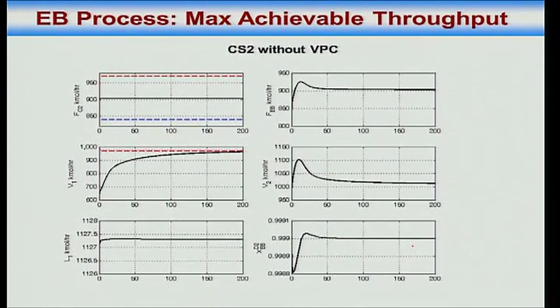So what he will do is, let's forget about 970 kilomoles an hour, we will just operate at 800, 820, 830, but never exceed 840. So without that VPC, you are stuck at 840. What was the maximum capacity of this plant? 970.